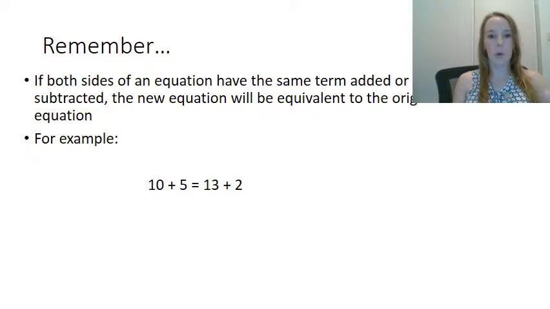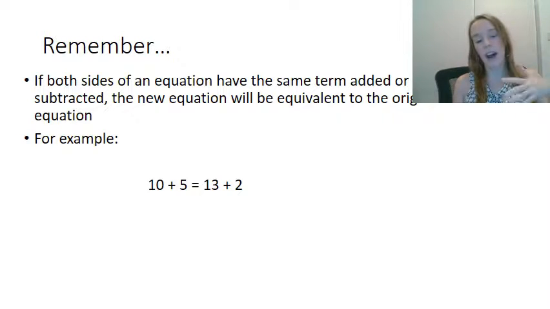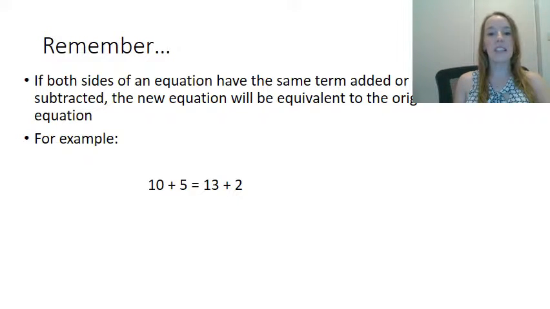So thinking back to one of our previous videos when we're talking about equivalent equations. Equations are equivalent if we have the same term added, subtracted, multiplied or divided to both sides. So for instance 10 plus 5 is equivalent to 13 plus 2. And then if we just divide both sides by 2, they're still going to be equivalent equations because we're doing the same thing to both sides. So our answers are still going to be the same thing.